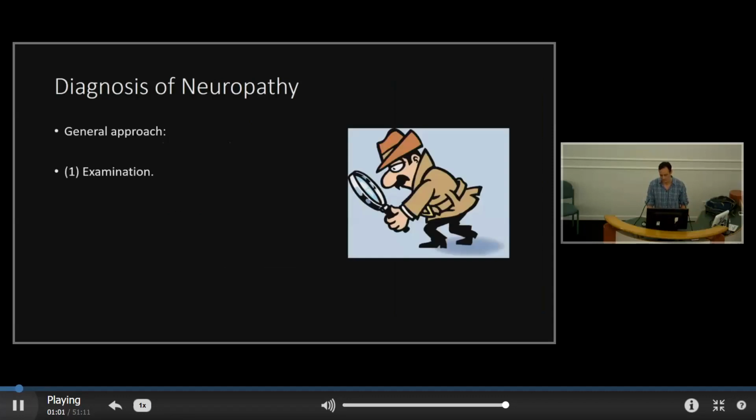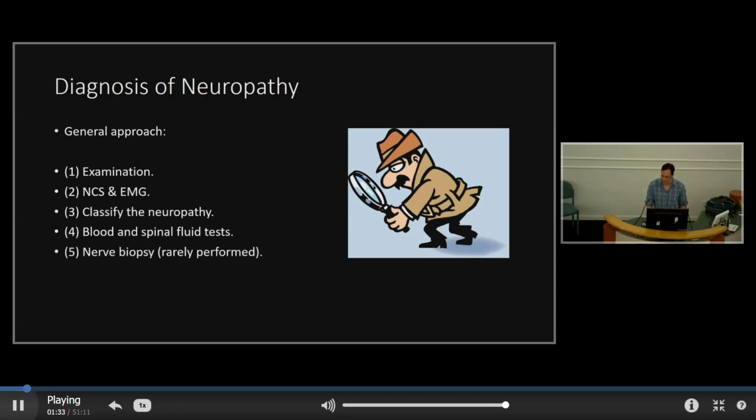The diagnosis is always, of course, based on history and examination. This is where it's very useful to do a nerve conduction study plus or minus electromyography, EMG, so NCS EMG. And then we try to classify it using the clinical examination plus the NCS EMG. And we may need to shoot off some bloods and spinal fluid tests to work a little harder to figure out the etiology of the neuropathy. Sometimes we perform a nerve biopsy. This is very rare.